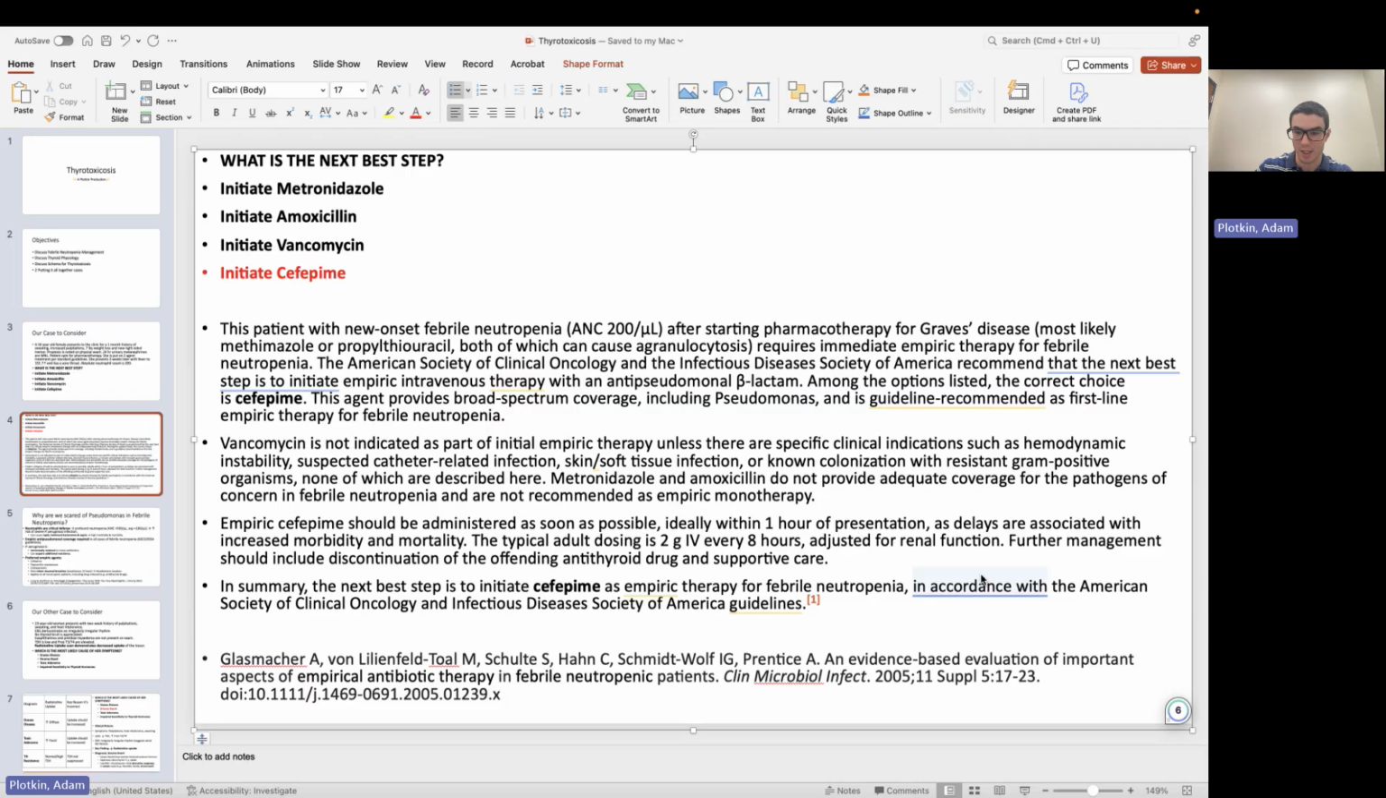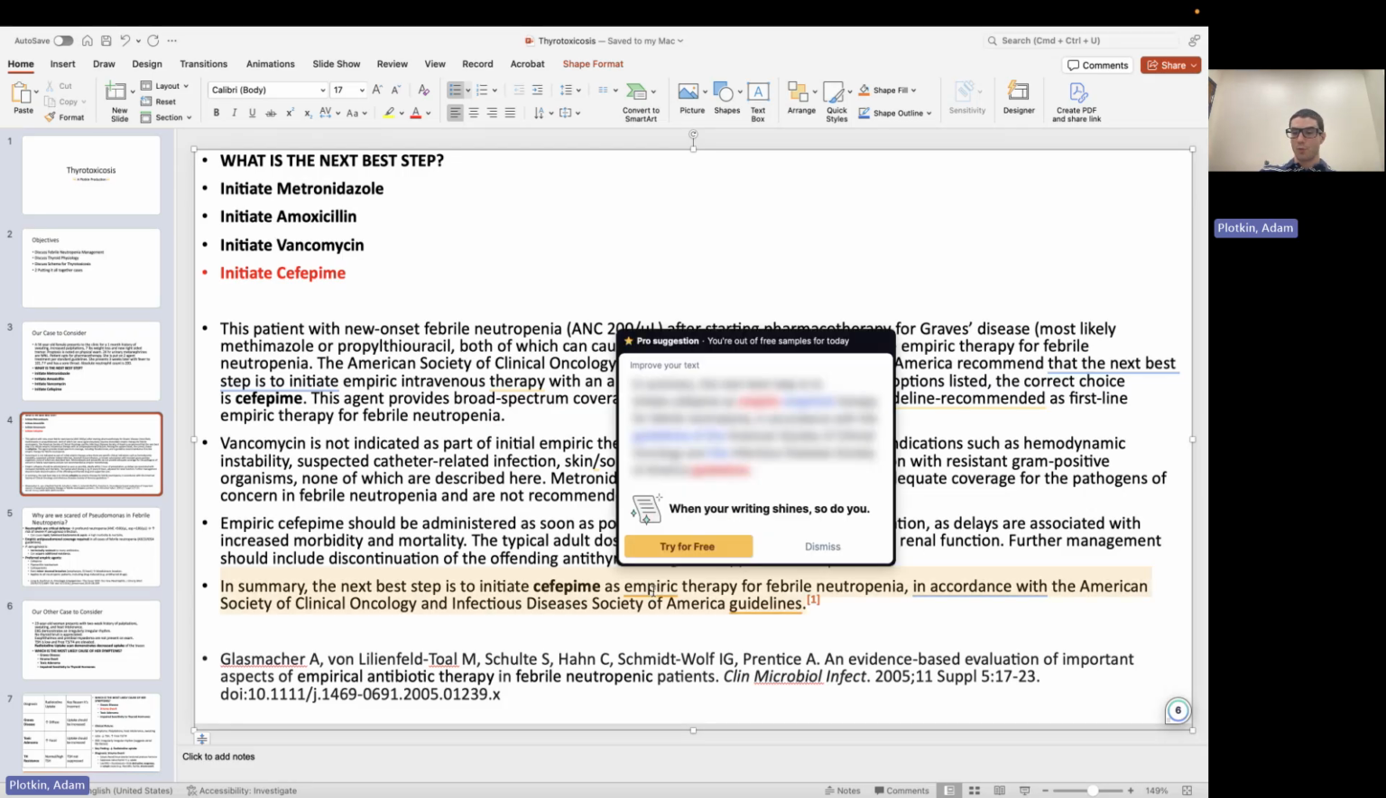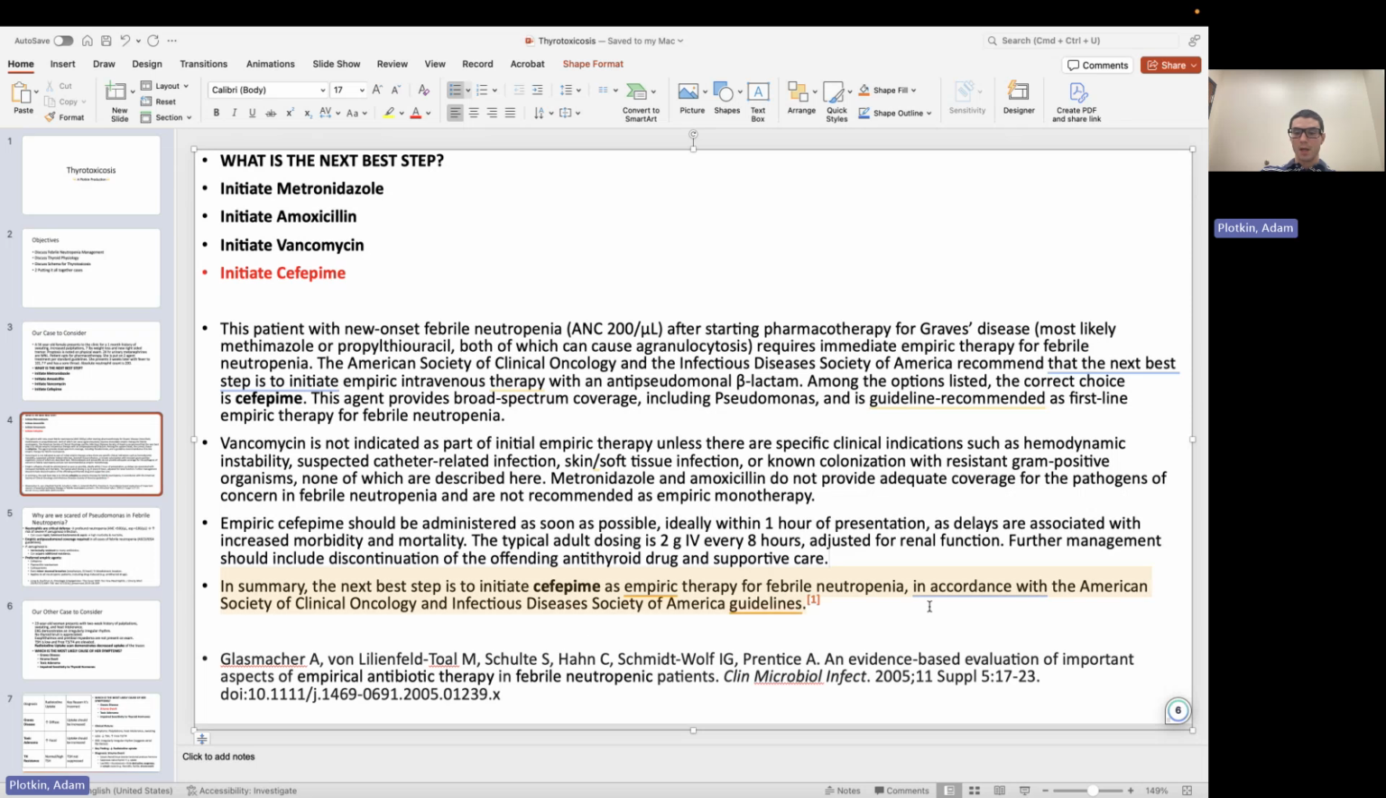So again, they're talking about giving cefepime at a typical dose of 2 grams IV every 8 hours, and then adjusting for renal function, and we'll move from there. All right. Here is an article, if you want to read more about febrile neutropenia and its management. I would screenshot this and throw that into Google and read more.